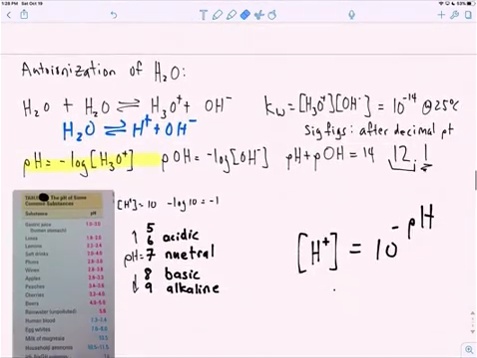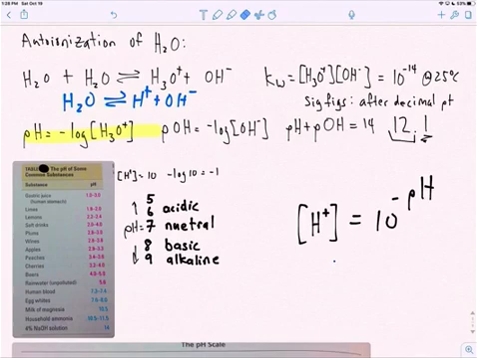Okay, so now water also autoionizes, meaning it will dissociate itself. Water will break apart into hydrogen ion and hydroxide, or hydronium ion and hydroxide ion, however you want to say it. That is the autoionization of water. And water has the equilibrium constant. So now we're applying equilibrium constants. The equilibrium constant for the dissociation of water is 10 to the minus 14 at 25 degrees Celsius.